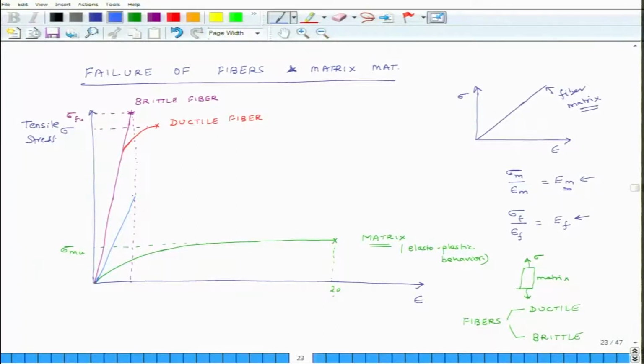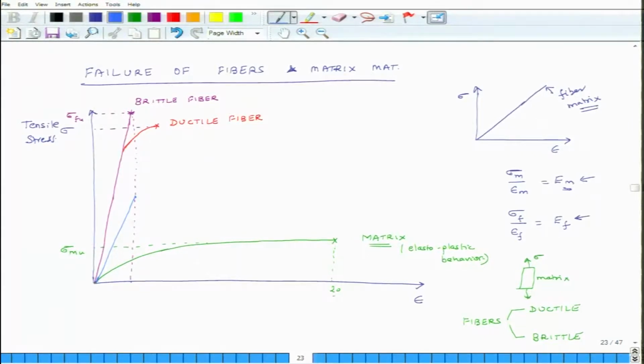experiences this strain, till we have reached this point, the stress in the fiber, the stress in the matrix and the stress in the composite, they are all the same. So, the stress in the composite has reached this threshold value. Strains in fiber, matrix and composite, they are all the same, and once the strain in the fiber reaches this threshold value, the fiber is brittle and it cannot exceed this threshold value. So, the fiber fails, and we know that fibers in general carry most of the load of the system.